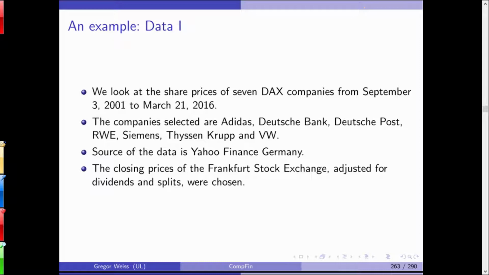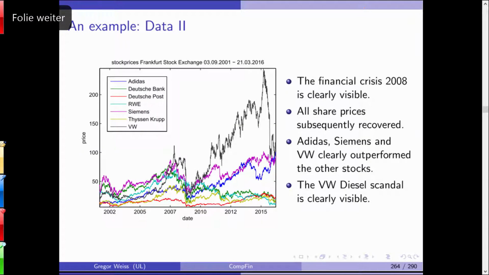Now let's take it to the data. We are looking at the share prices for 7 DAX companies: Adidas, Deutsche Bank, Deutsche Post, RWE, Siemens, ThyssenKrupp, and Volkswagen. Source of the data is Yahoo Finance. One has to stress that this is a quick and dirty solution, and you should resort to more professional tools like Bloomberg, DataStream, etc. But for this purpose, it's totally sufficient. These are closing prices from the Frankfurt Stock Exchange, adjusted for dividends and splits.